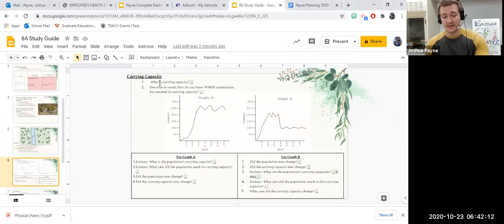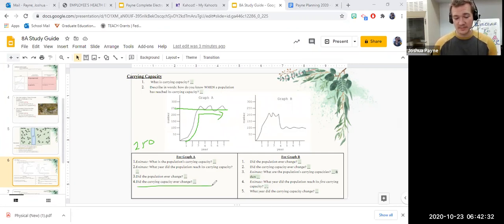Next slide is all about carrying capacities. So for graph A, it looks like our carrying capacity, we can estimate, levels out around 250 organisms. So we have 250 as our carrying capacity. Did the population change? Well, yes, the population grew and then it leveled out, and now it's not changing. It's pretty much just staying there. And did the carrying capacity ever change? No, the carrying capacity stays at 250 the whole time we see this graph.